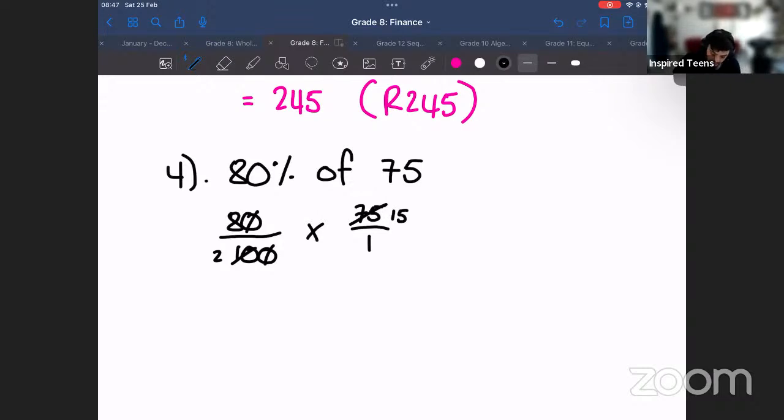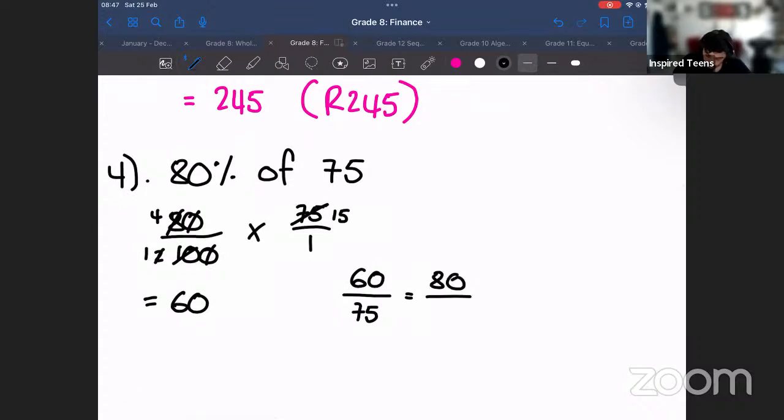Okay, actually I can divide 8 and 2 again. I can divide 8 by 2 and I get 4, and 2 I can divide by 2, I get 1. Now I just have simply 4 times 15, which is going to tell me 60. So 80% of 75 is 60. Basically you got 60 out of 75, which again, same ratio gave you 80 over 100, which is 80%.